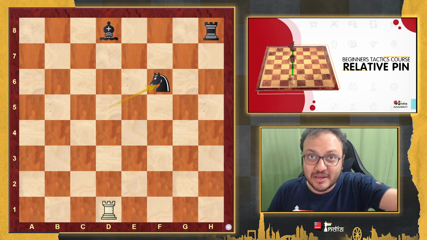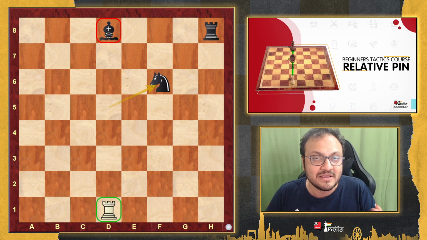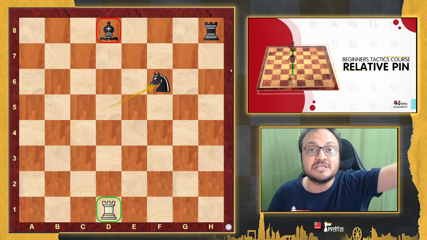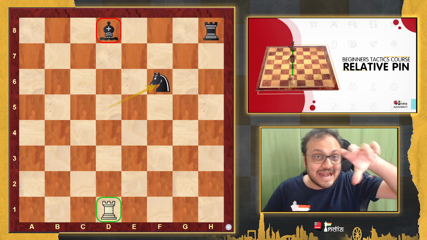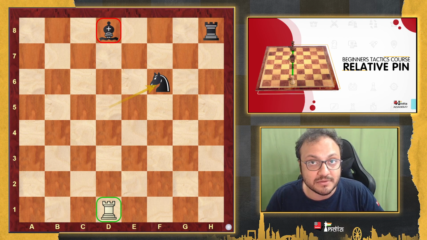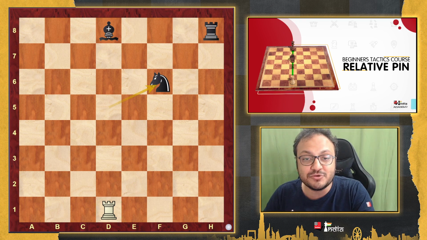Now the reason I cannot take it is because my rook is worth 5 points and the bishop is worth 3 points. So the value of the pinning piece and the piece to which something is pinned is also important, and the fact that it is defended or undefended, that is also important. Let's look at just one last example before I give you training positions.